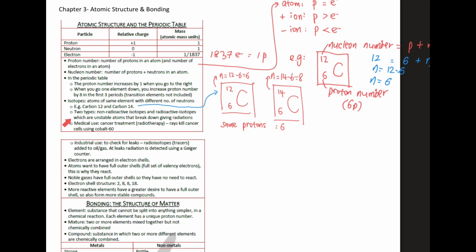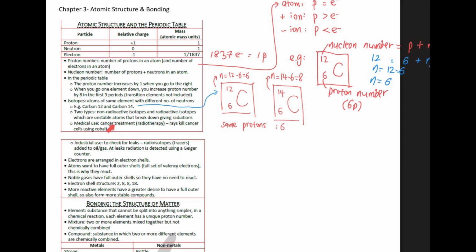And radioactive isotopes are unstable atoms, okay, that break down, giving radiation. So the radiation here is the alpha, beta, gamma that I mentioned just now. So these are the radiation. So of course, this radiation is used in medicine, where they use it to treat cancer.